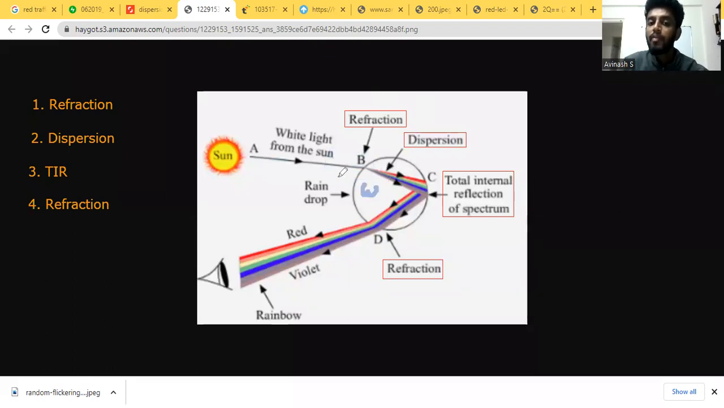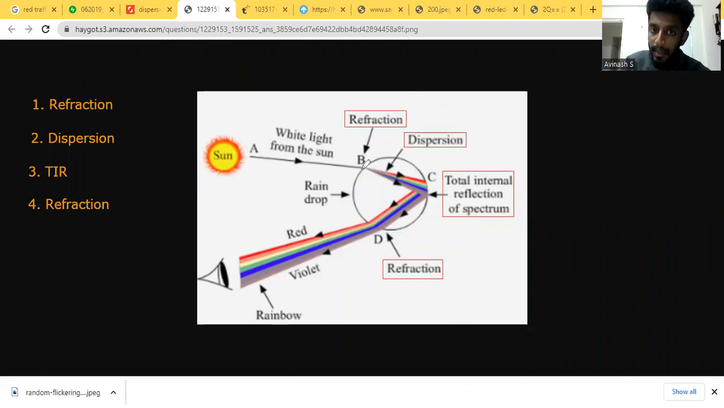So this is made up of water, this is made up of air, because of which there is a change in medium. Now all these tiny drops will behave like prisms. They will behave like prisms, and that is what is happening here. And at this point B, there is a change in medium from air to water.